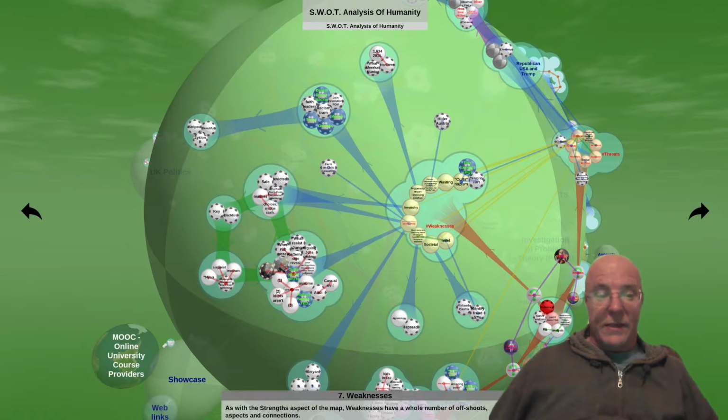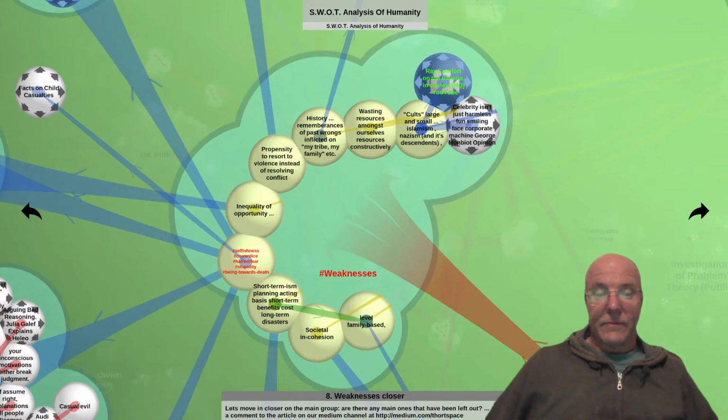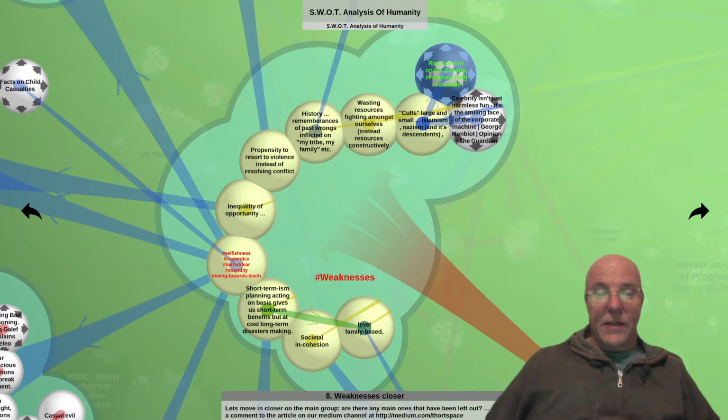7. Weaknesses. As with the strengths aspect of the map, weaknesses have a whole number of offshoots, aspects, and connections. Taking a closer look at weaknesses, let's move in closer on the main group. Are there any main ones that have been left out? Add a comment to the article in our Medium channel at medium.com/thoughtspace.